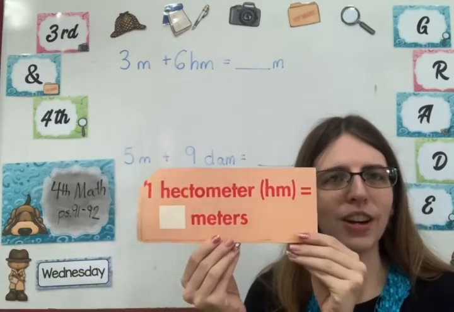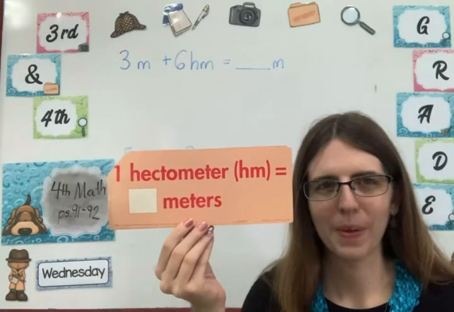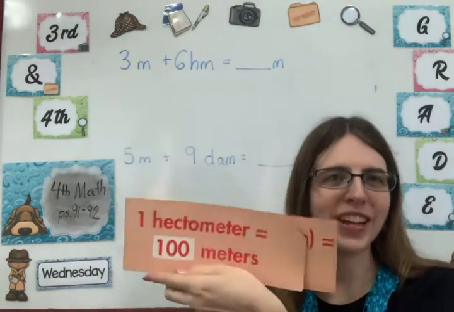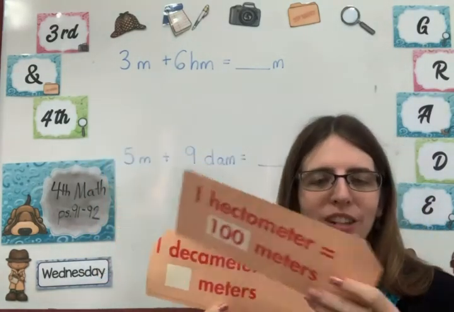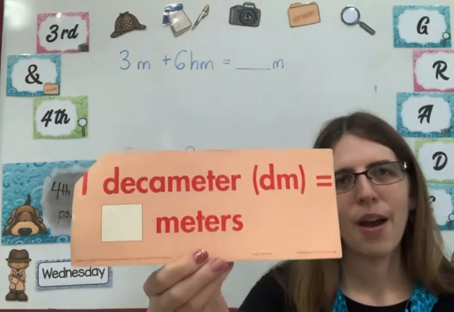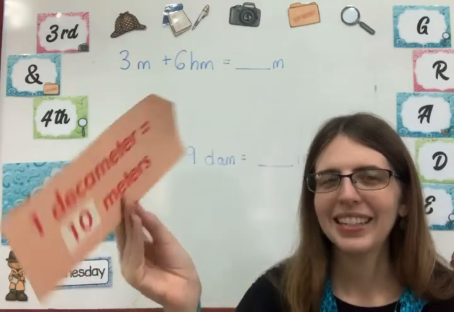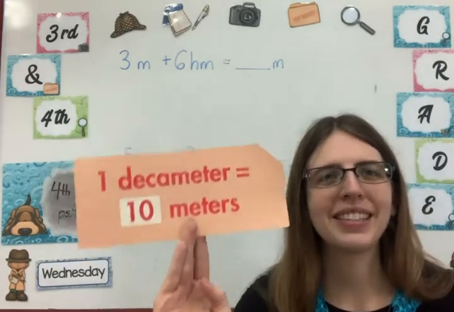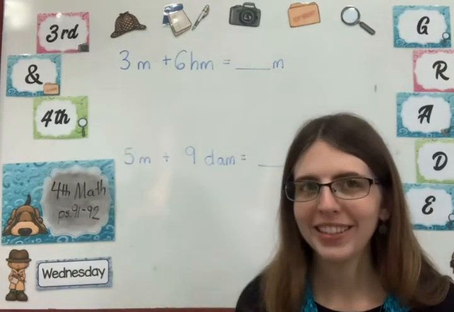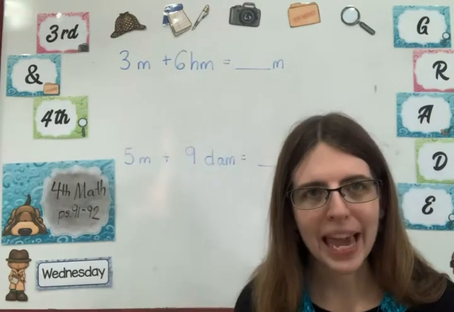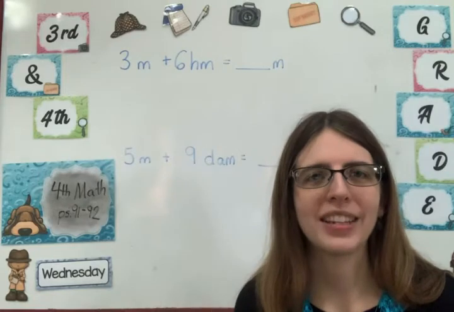1 hectometer is how many meters? This one is 100. If you got that, give yourself a pat on the back. 1 hectometer is 100 meters. And then 1 decameter, remember I said when you see the D, think 10, that's right. 1 decameter is 10 meters. All right, make sure that you are practicing those. Make sure that you save the page from Tuesday, so that you can keep practicing and working with those.